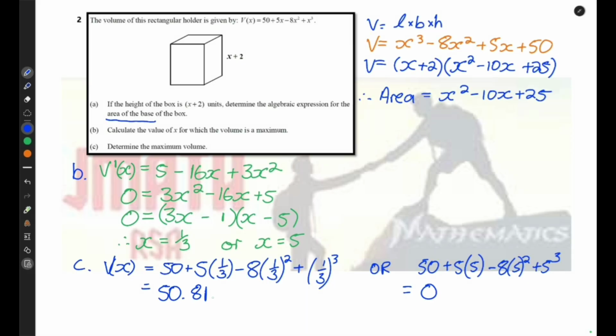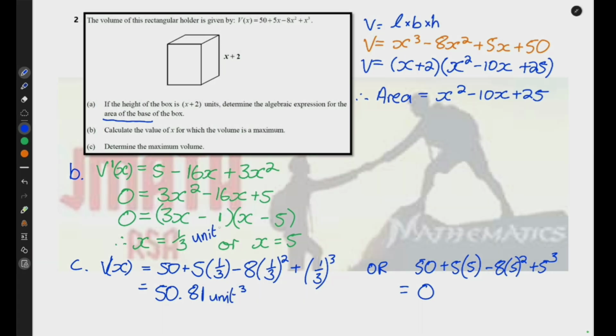So when I subbed in a third, it gave me 50.81, and when I subbed in 5, it gave me 0. So therefore, the maximum volume happens when x is a third, and the maximum volume is 50.81. I don't know if this is meters or anything, so I'm just going to write units cubed. And for the first one, I needed to say 1 over 3 units.